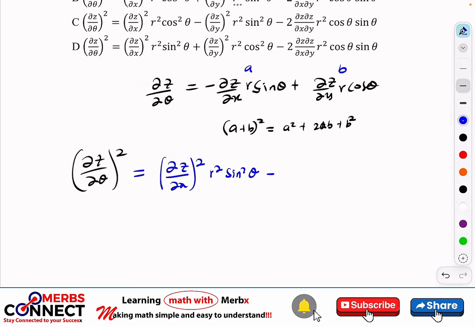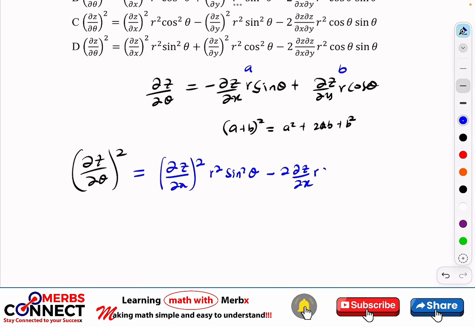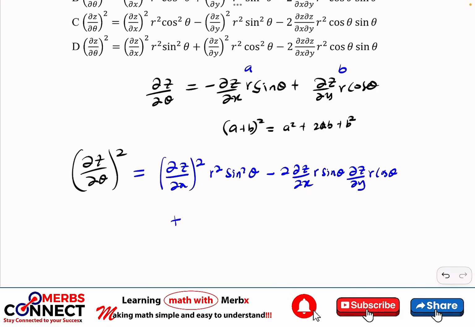So I'm going to have minus 2 of partial of z with respect to x. Now I want to write this one because I want to multiply this and this. But okay, fine, I can still keep it that way: r sinθ and then partial of this with respect to y, r cosθ, plus b squared. So let's do b squared partial of z.